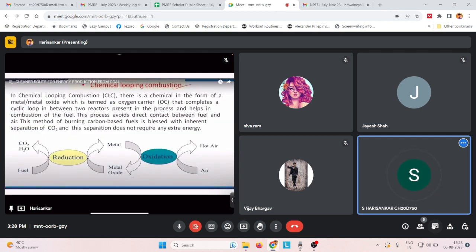So yeah, this is another topic, something called chemical looping combustion. Basically, in chemical looping combustion, there is a chemical in the form of a metal or metal oxide, and that metal or metal oxide is termed the oxygen carrier, which completes a cyclic loop between two reactors present in the process and helps in the combustion of the fuel. So this process avoids direct contact between fuel and air. This method of burning carbon based fuels is blessed with inherent separation of carbon dioxide, and this separation does not require any extra energy.